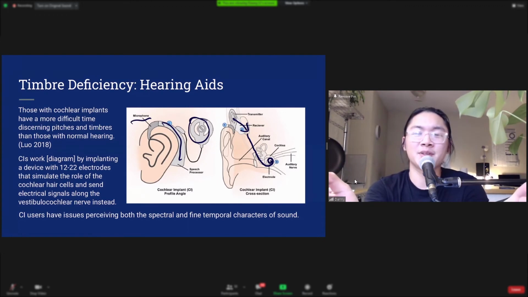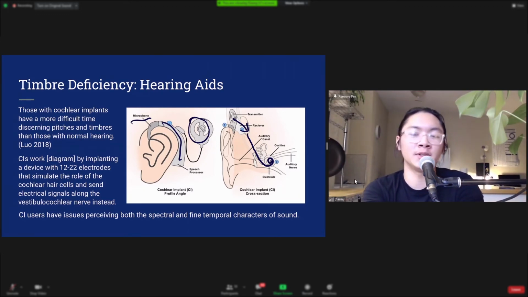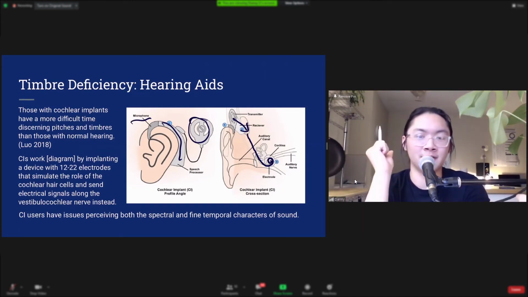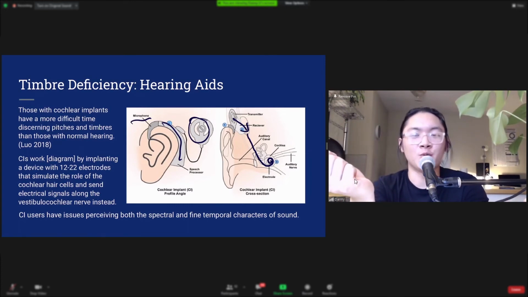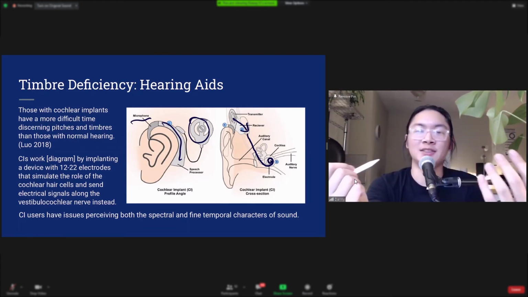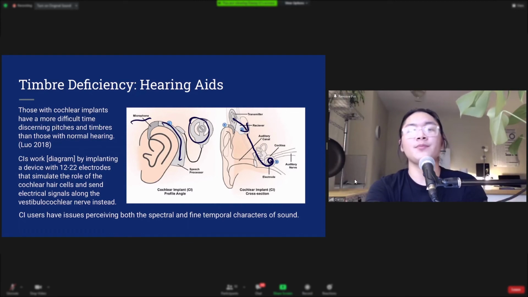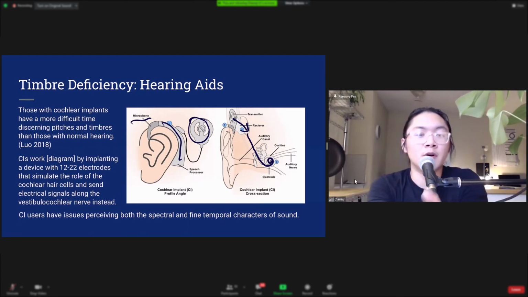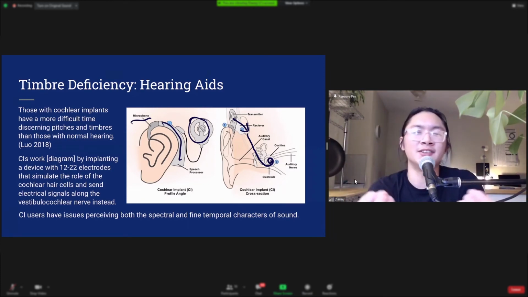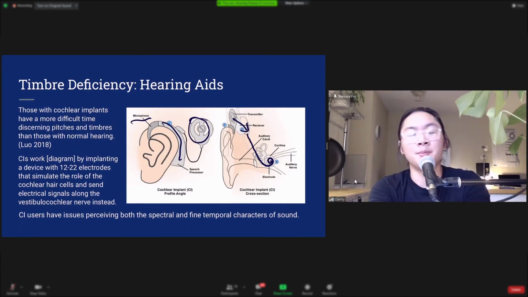However, that wire typically only has between 12 and 22 electrodes. Compare that to the thousands of hair cells that are present in a healthy cochlea, and you can begin to understand why people with cochlear implants have trouble with fine discrimination of pitch as well as discrimination of timbre. Cochlear implants are wonderful devices that give people with seemingly permanent damage the ability to understand speech. But people with cochlear implants do have problems enjoying and listening to music. Typically, they may enjoy music that is more rhythmically based rather than melodically based.